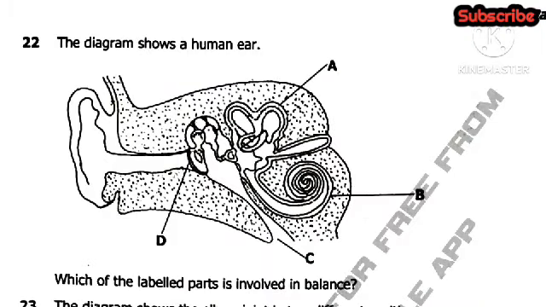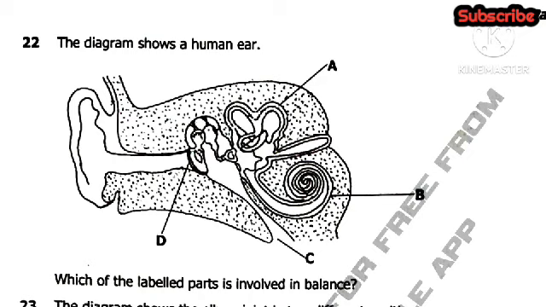Number 22. The diagram shows a human ear. Let me try to help some of you. All right. Label A is a semicircular canal. Label B is tympanum. Label C is eustachian tube. Okay. Label D is scala vestibuli.